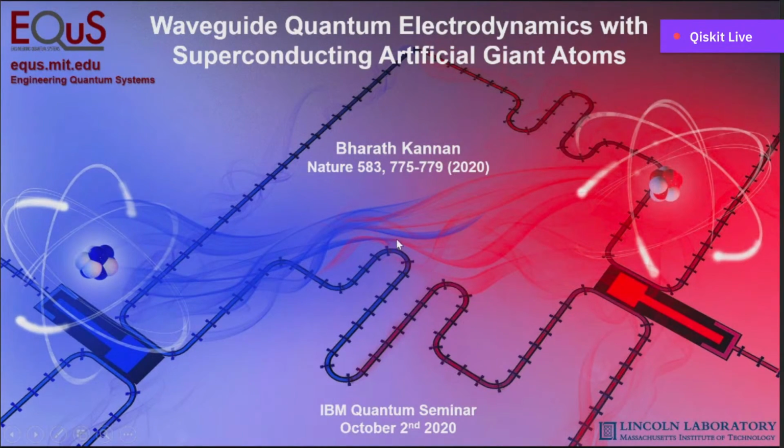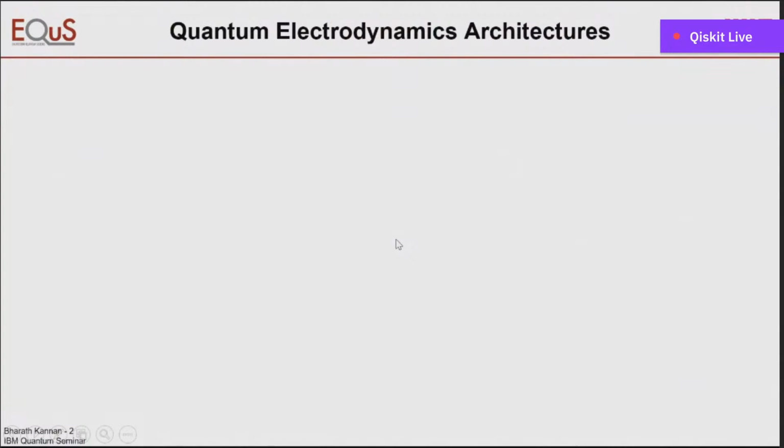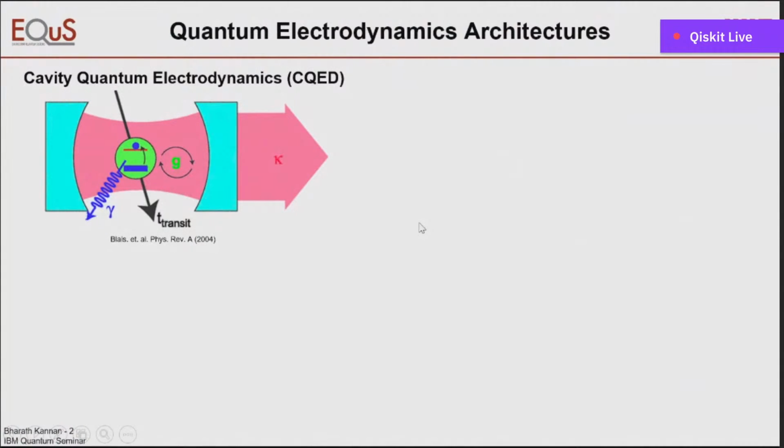But before we get to that, I want to talk a little bit about architectures in quantum electrodynamics. The first one is something that most of us may already be familiar with: cavity quantum electrodynamics, or circuit quantum electrodynamics if implemented using superconducting circuits. To briefly describe what's going on here, you have some atomic degree of freedom, which is strongly coupled to the discrete modes of a cavity or a microwave resonator.